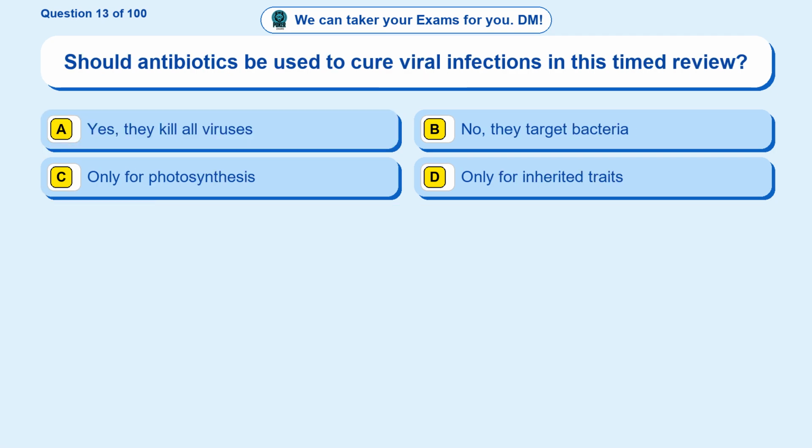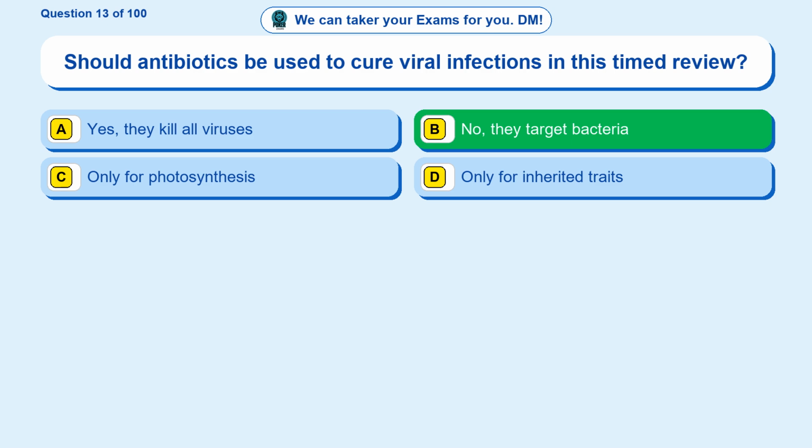Question 13. Should antibiotics be used to cure viral infections in this timed review? Option A. Yes, they kill all viruses. Option B. No, they target bacteria. Option C. Only for photosynthesis. Option D. Only for inherited traits.